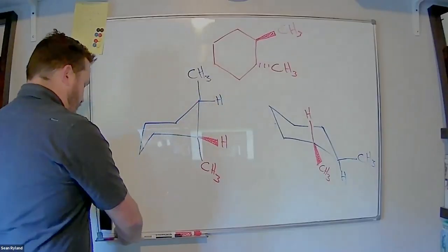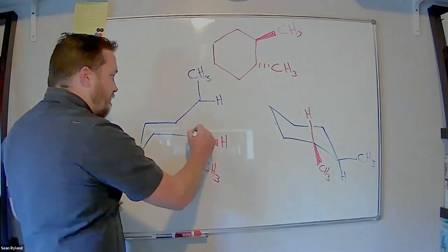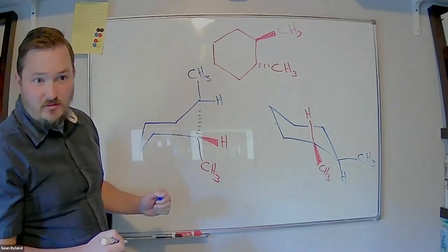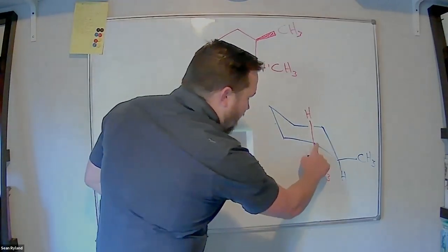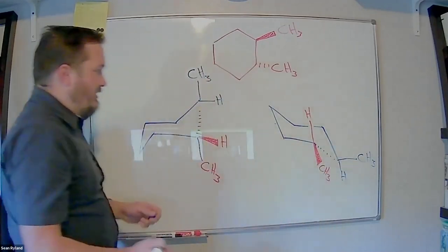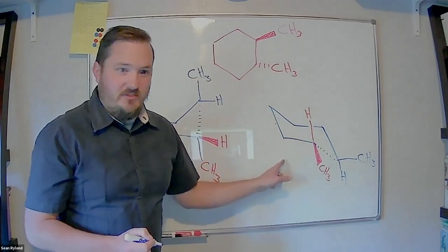Sean, could you draw the wedges in the ring structure in blue? Oh, yes. Let's. So this one would be, if we're looking at it from the point of view of this carbon, the dashes, basically. It's going away from us into the board. And on this one, from the same point of view of that carbon, this bond is going away from us. So this one's coming towards us.